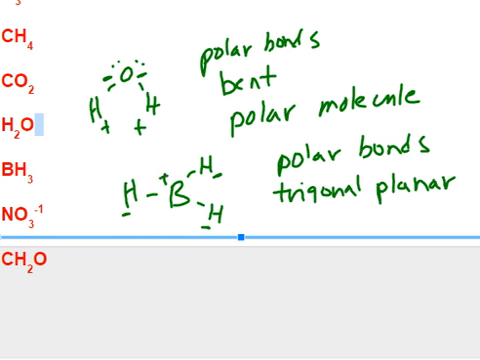Is there a positive end and negative end to this molecule? No, it's symmetrical. Those 3 hydrogens are perfectly spaced around the boron. So no lone pairs on the center atom, no polarity.